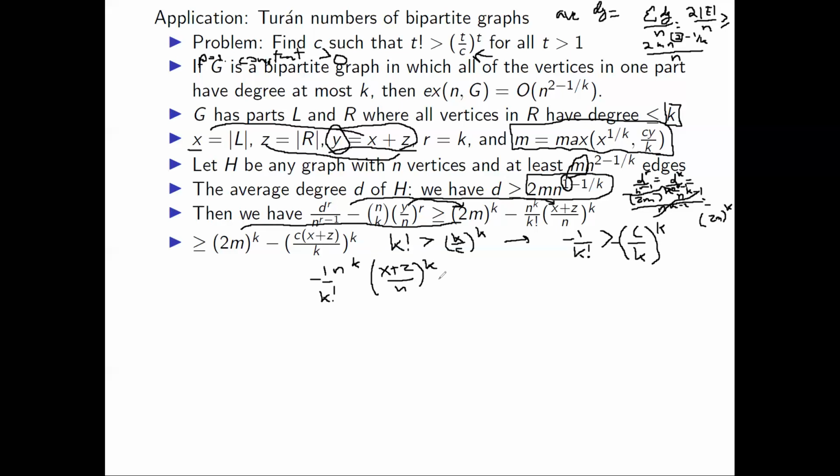And so we see that this is greater than, we get negative c over k to the k. We can substitute that for this negative 1 over k factorial. The n to the k right here cancels with the n to the k right there. And we have this x plus z to the k. And so we have a minus, that's the minus right there. We have c over k to the k, so that's a c right here, the k to the k, and then x plus z to the k. That's our x plus z to the k. So that's how we got that.